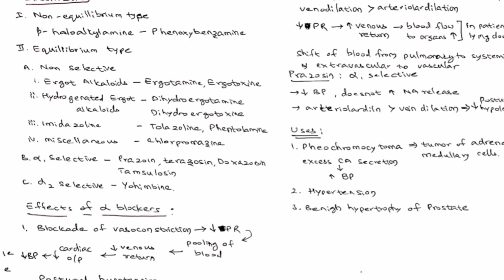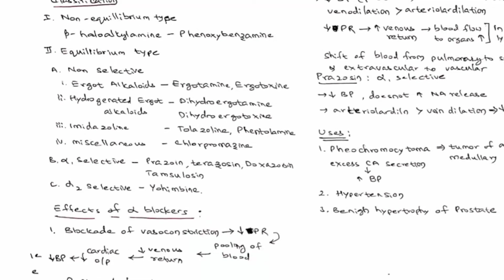Equilibrium type is further classified as non-selective, alpha 1 selective, and alpha 2 selective. Non-selective drugs include ergot alkaloids like ergotamine, ergotoxin, hydrogenated ergot alkaloids like dihydroergotamine, dihydroergotoxin, imidazoline derivatives like tolazoline, phentolamine, and a miscellaneous drug like chlorpromazine. Alpha 1 selective drugs include prazosin, terazosin, doxazosin, tamsulosin. Alpha 2 selective includes yohimbine.